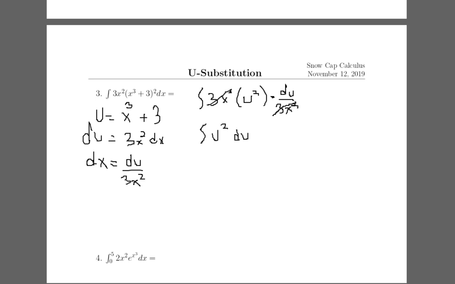We can just do a simple, straightforward antiderivative, which will give us 1/3 u to the third plus c. And then we'll plug back in our u. And we'll get our answer 1/3 times the quantity x cubed plus 3, to the third, plus some constant c.